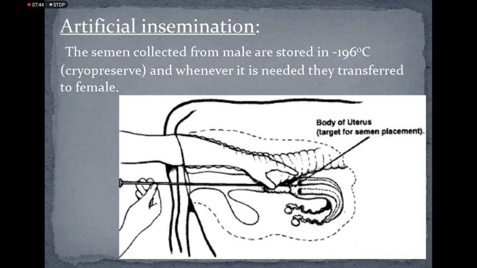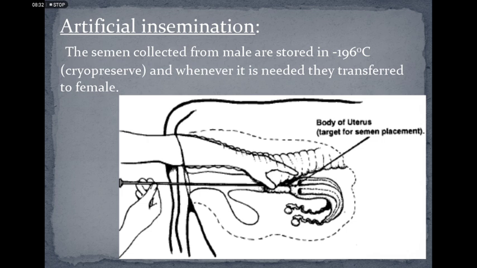There are some procedures for the breeding of animals. First one is artificial insemination. The semen collected from the male is stored at minus 196 degrees Celsius, called cryopreservation. In cryopreservation, we can store semen, germplasm, ovum, etc. without damage, and whenever needed, they can be used. So, whenever this semen is needed, it is transferred to the female uterus. This practice is mainly adopted in the field of cattle.